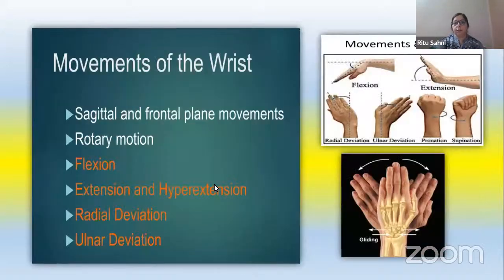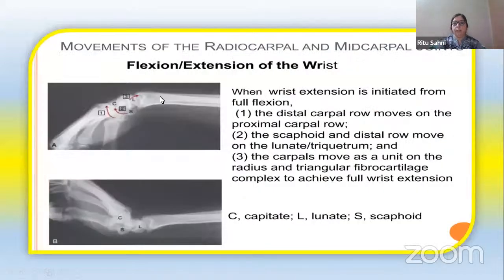So there are the movements of the wrist, the sagittal and the frontal plane movements, where the rotatory movement is also there: flexion, extension, hyperextension, radial deviation, and ulnar deviation. These are the movements which we normally see, and also the gliding movement which we provide actively or passively. We can provide the gliding of the rows of the carpal bones, or the radiocarpal, radioulnar joint, the distal joint. And in this also the movements of the radiocarpal and the midcarpal joint, with flexion versus extension, how the distal carpal row moves towards the proximal carpal row.